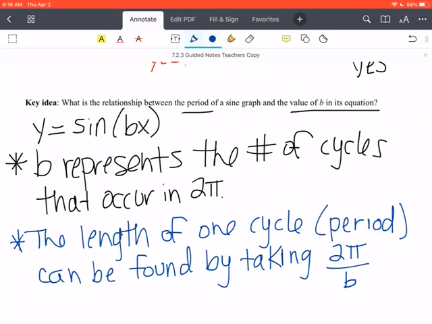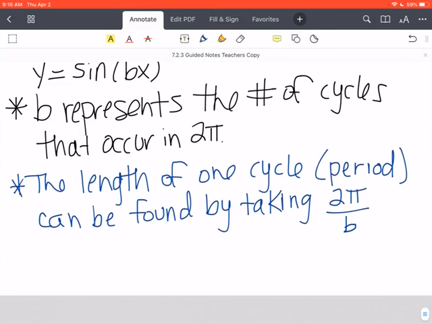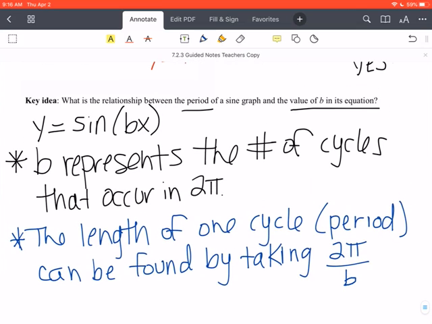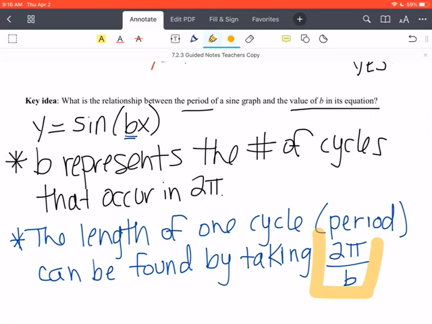So, I'm going to leave you with that today. Just really get used to the idea that b is not the length of the period, it is how many cycles fit in 2 pi. Therefore, we can find the length of the period by using this quick division of 2 pi divided by b.